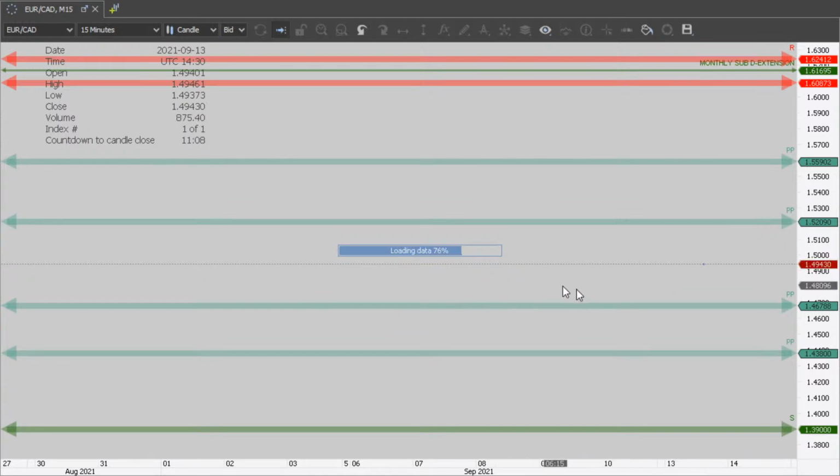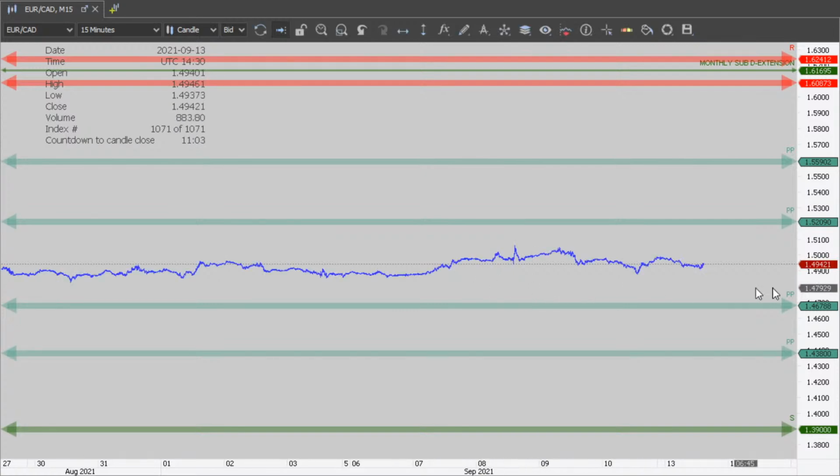Come on, Windows 7. It's not Forex, it's the Windows 7, you know. There you go.